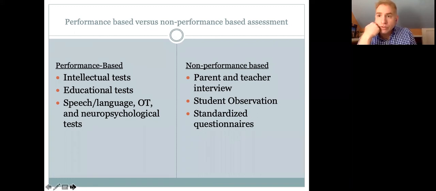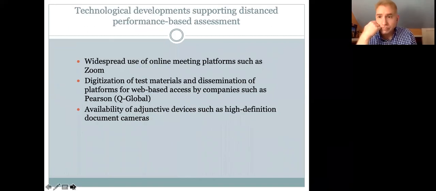And if you had asked me this time last year if I thought an IQ test or a reading test could be given remotely over the computer, I would have been very skeptical. However, there are, as we've all learned, technological developments that actually do permit this to be done reasonably well.